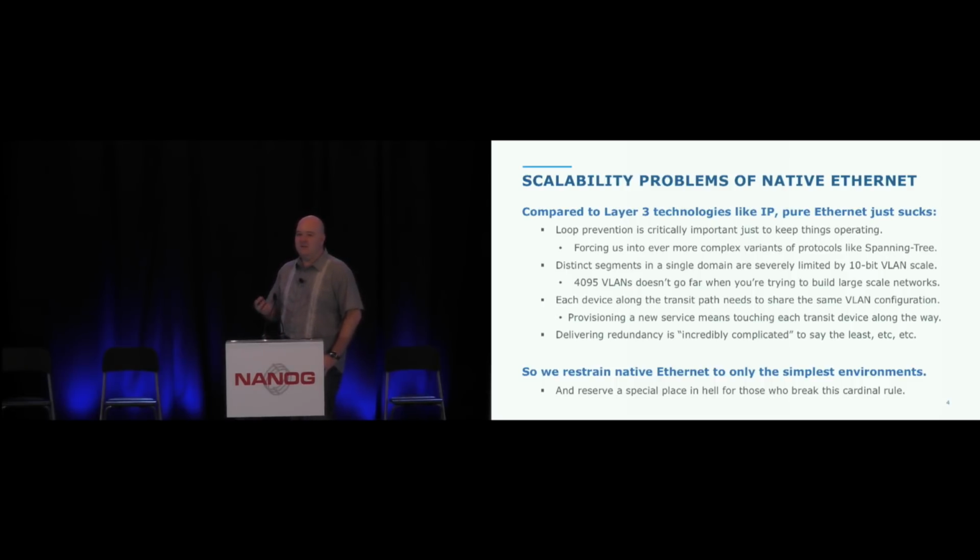Even with VLAN technology, you have very limited scale. You've only got 12 bits to work with in VLAN scale. So 4,095 VLANs really doesn't go very far when you're talking about building any kind of large-scale network. And if you were to build something in pure native Ethernet, you would have to update every device in the transit path. So if you had 5 routers connecting point A to point Z, you have to touch every single thing in the middle.